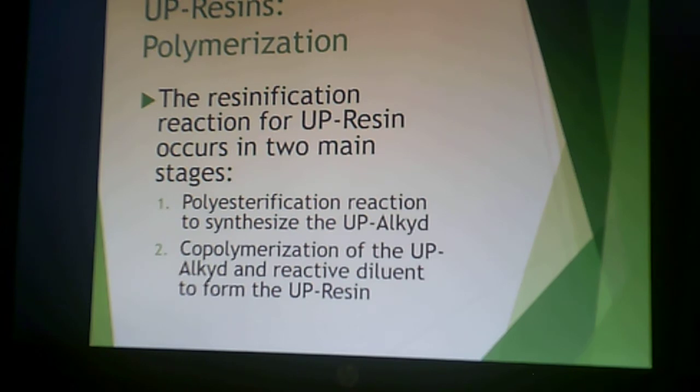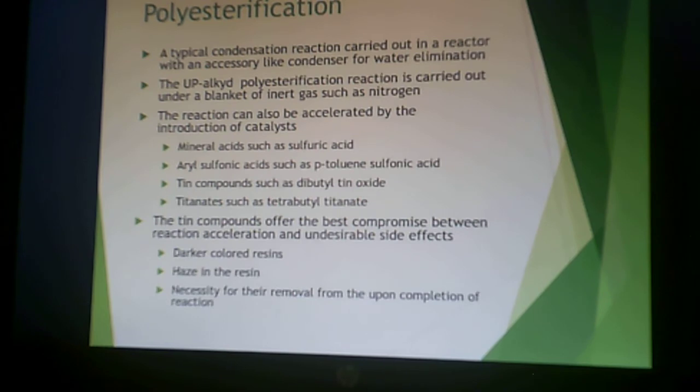So there are two steps to polymerization. The first one being polyesterification to synthesize the alkyd, and then a copolymerization of the alkyd with a reactive diluent to form the unsaturated polyester resin. So once again, the alkyd is just the polyester. The unsaturated polyester resin is the alkyd plus a reactive diluent. It's a polyesterification. This is a condensation reaction carried out in a reactor with an accessory like a condenser to eliminate water.